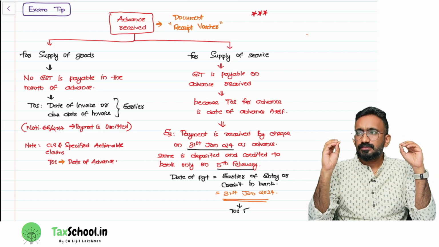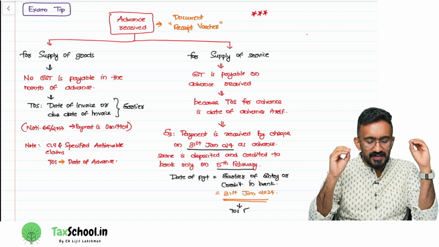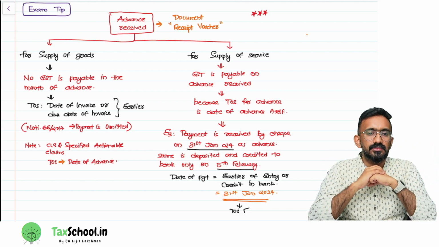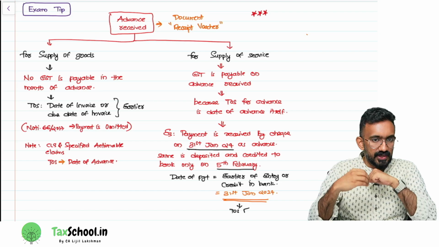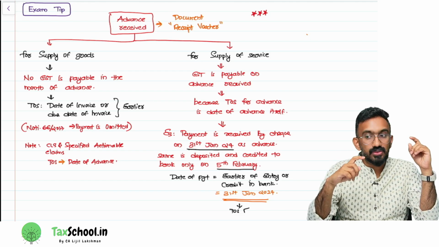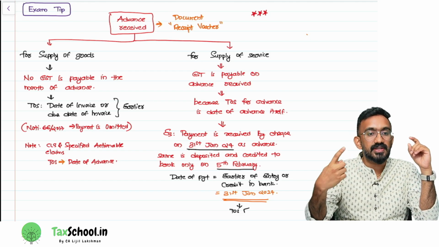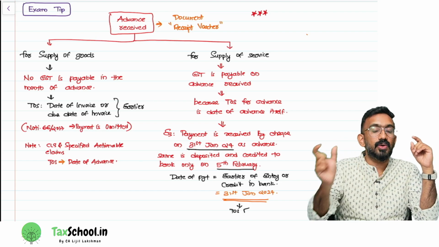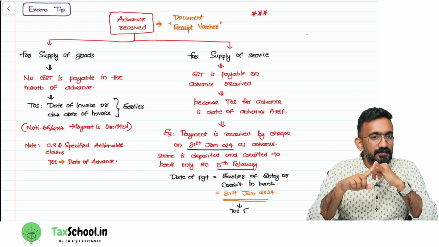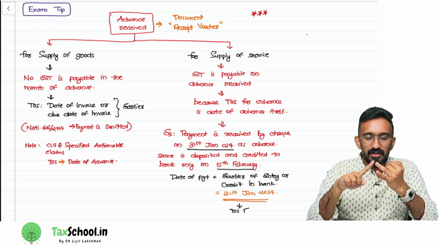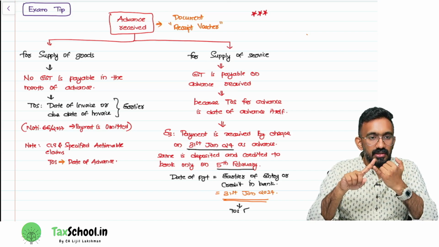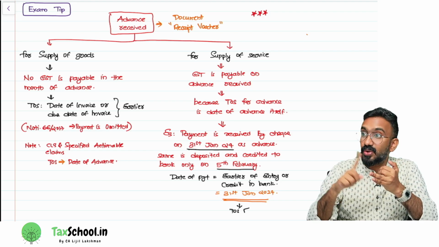Whenever you receive advance in GST, what document will be issued? Can I issue a tax invoice the moment I receive an advance? The answer is no. Why? Because tax invoice is issued after I supply goods or services. I only received money. I will issue a document called receipt voucher. Look at so many documents that I've already taught you: tax invoice, bill of supply, debit note, credit note, payment voucher, invoice under RCM. Now I'm talking about a receipt voucher.